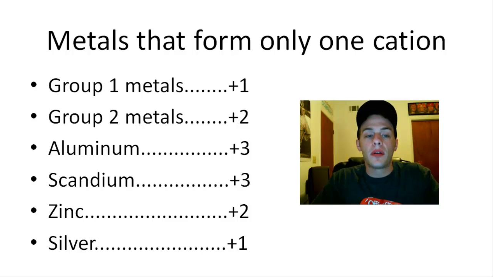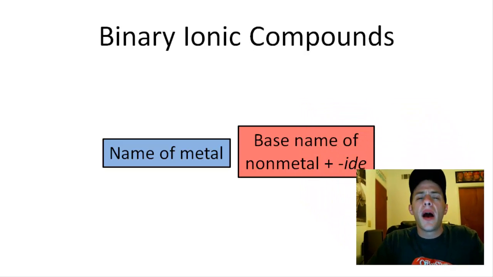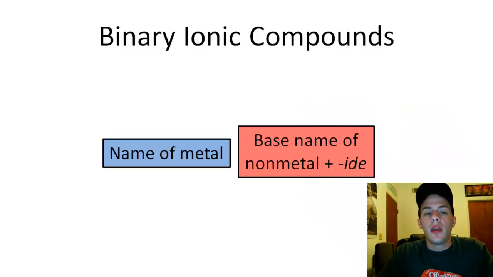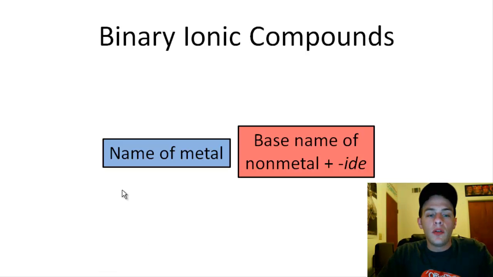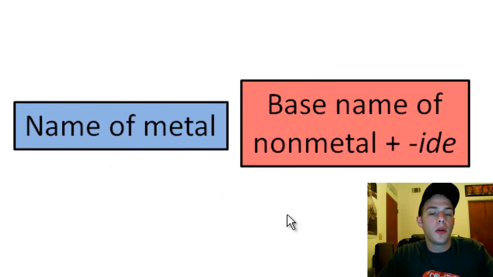So if your ionic compound contains any of these metals, you know what the charge of the cation coming from that metal is going to be. If your ionic compound contains a metal other than these metals, then that metal can actually form more than one type of cation, and you need to identify or specify what charge that cation has. So now I'd like to talk about binary ionic compounds. Binary ionic compounds are ionic compounds in which you have only one metal and one nonmetal. The way that you name them is you start with the name of the metal, and then follow it up with the base name of the nonmetal plus the suffix -ide.